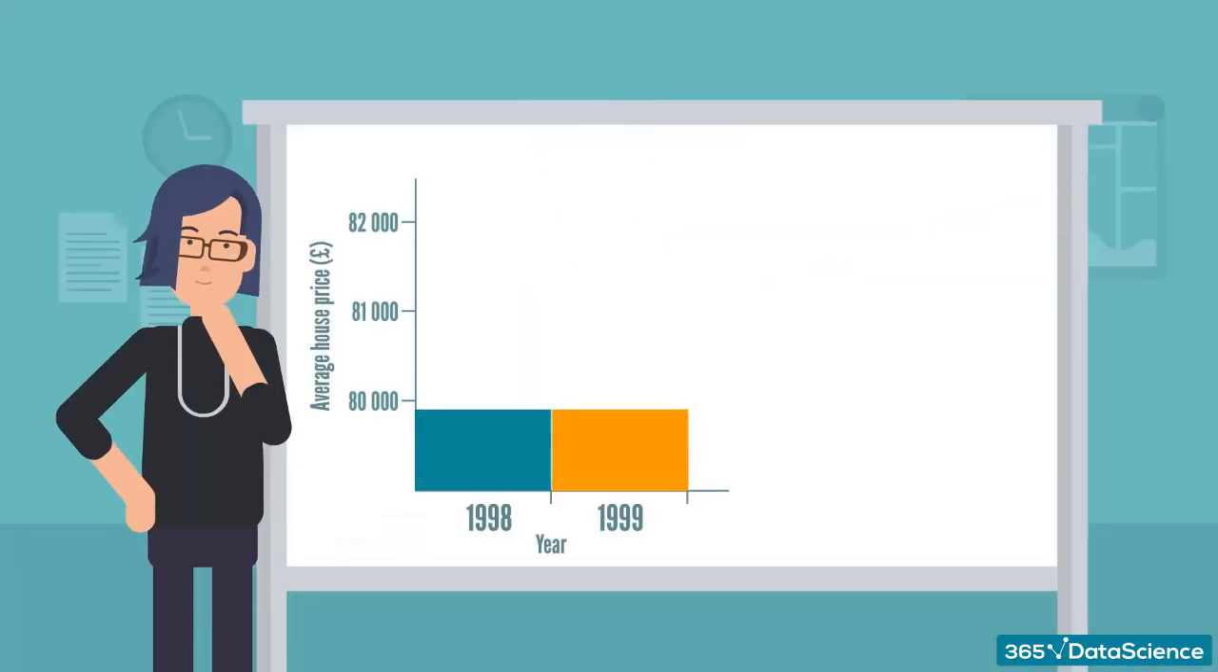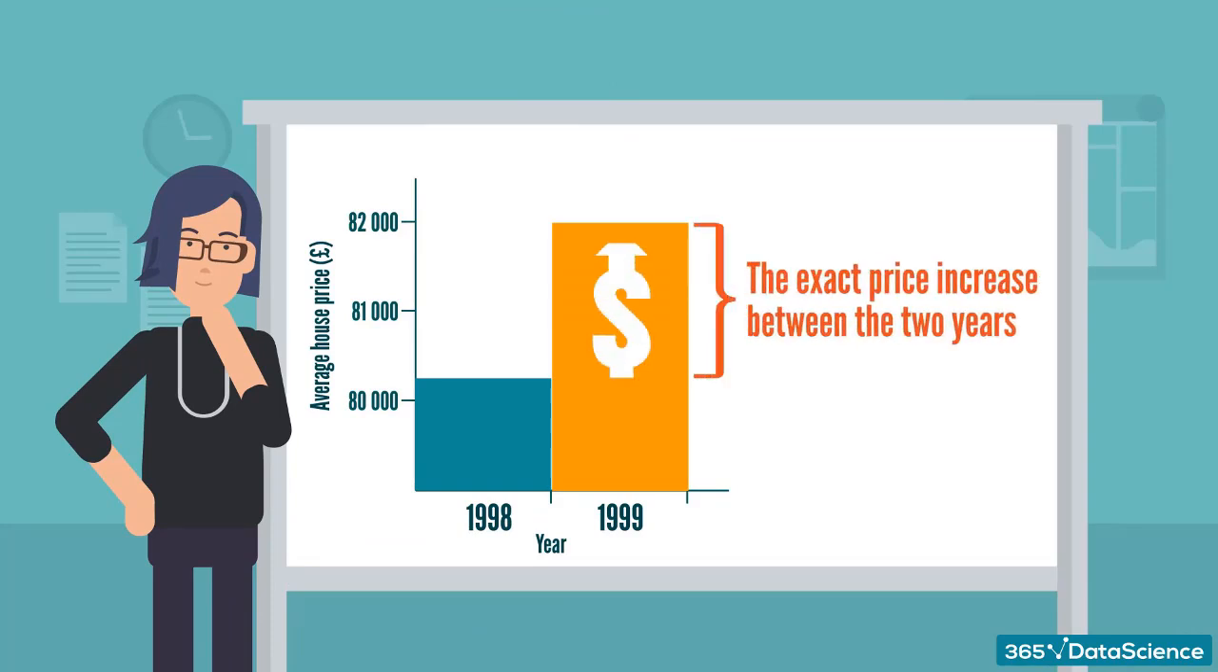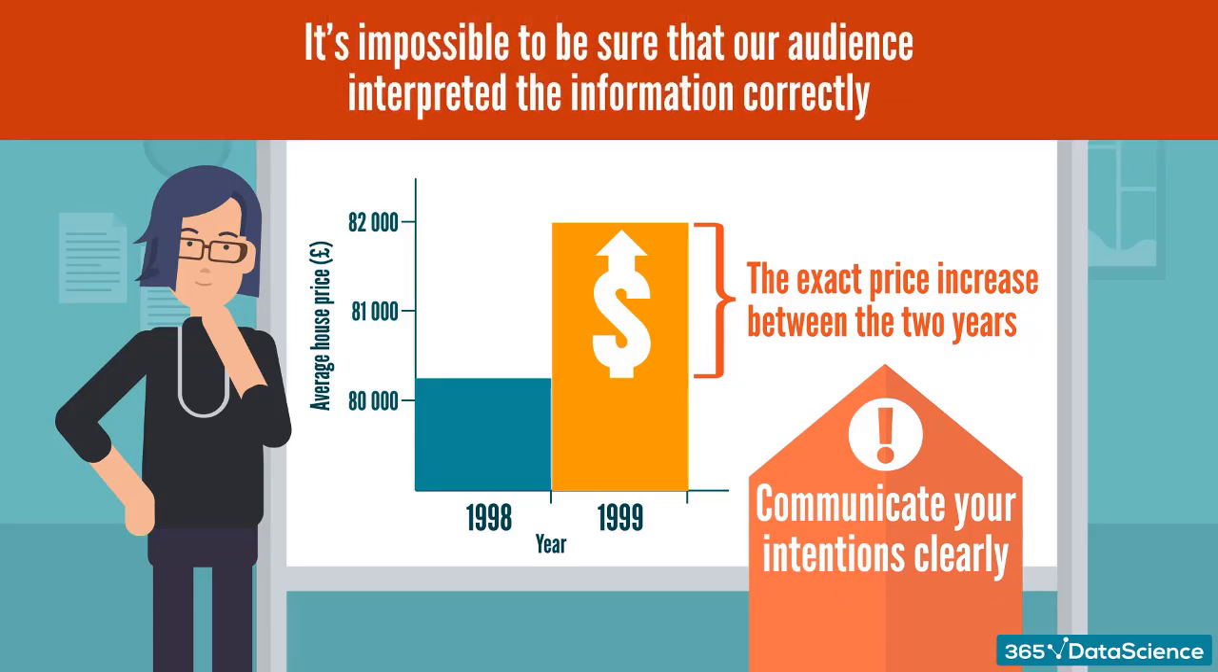As a side note, we can, of course, present the first chart with an altered axis scale, if we wanted to show the exact increase in dollar price between the 2 years. However, we need to communicate clearly that this was our intention. Be mindful that even then, it's impossible to be sure that our audience interpreted the information as we intended.